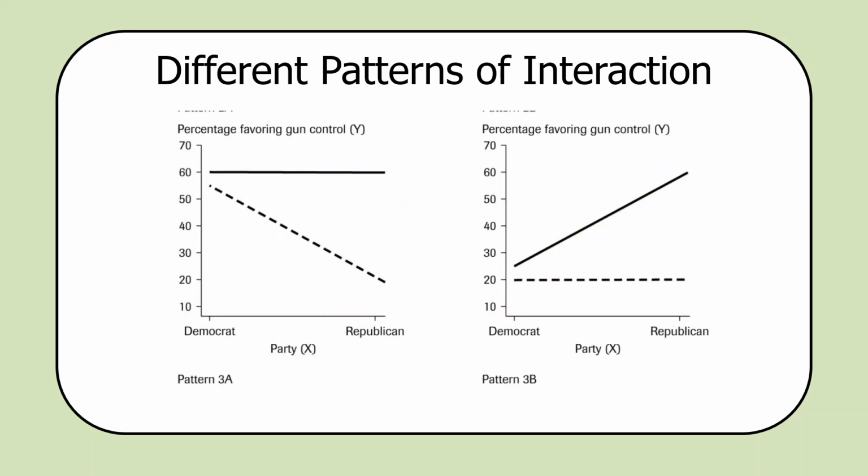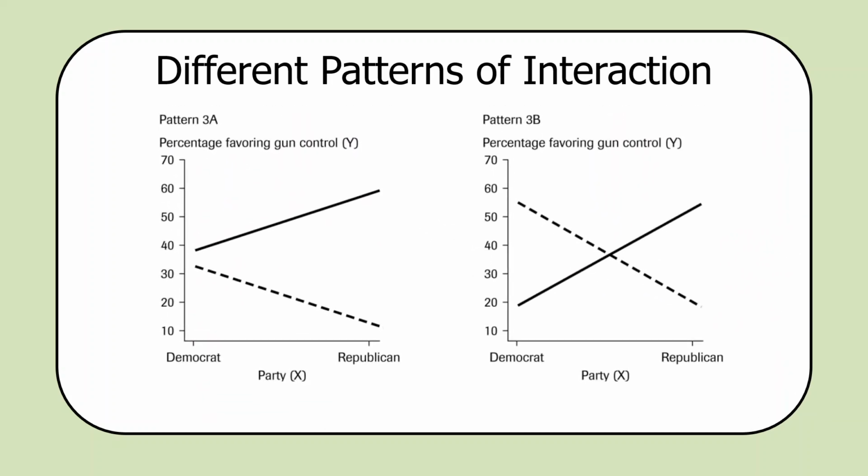Now I put this in, it's pretty exotic and there just aren't a lot of empirical examples, but it's interesting if you ever encounter this. Notice this is really interaction because for this value of Z, the relationship is that the Republican actually is more in favor of gun control than the Democrat. And for this value of Z, the Republican is less in favor of control than the Democrat.